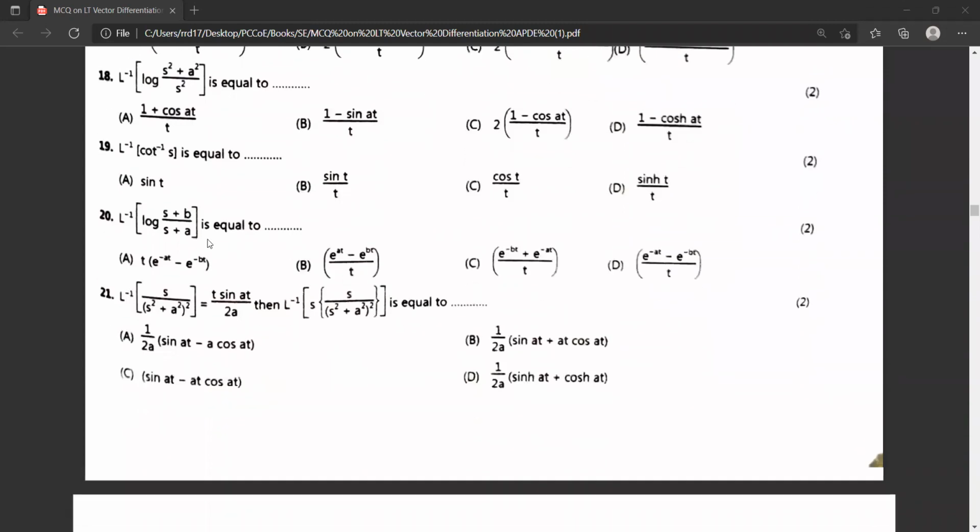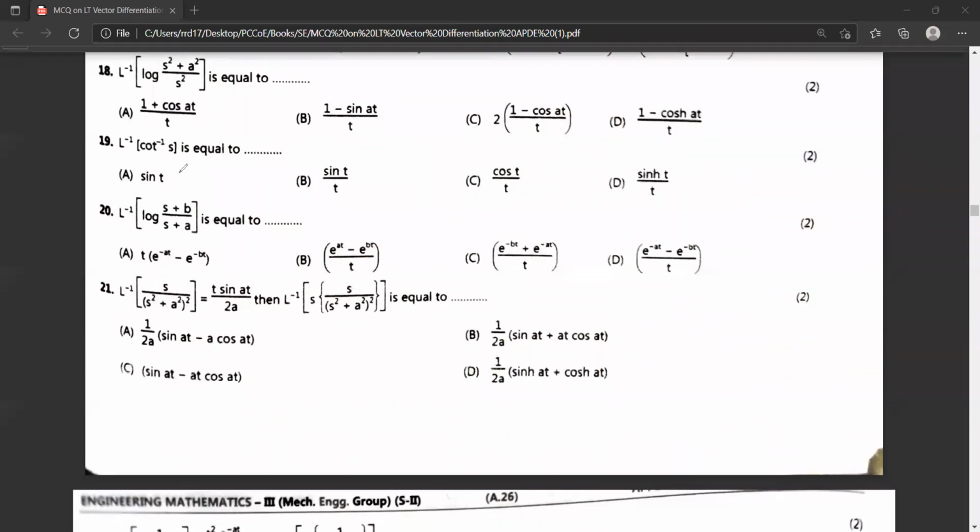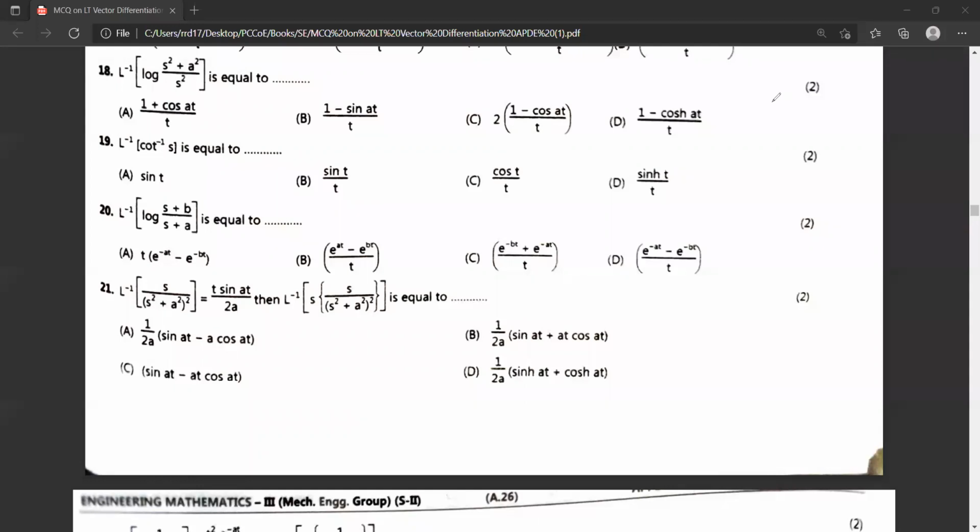Now exactly here, in cot inverse of s also, the derivative property applies. So how do I apply that property? Yes, see what you do: let L inverse of f of s equal f of t. So we know that L inverse of the derivative of f of s is going to be equal to what? Answer me quickly. It is minus t f of t.